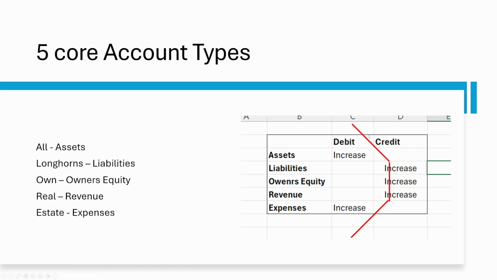Either way, this is an easy little cheat sheet on how each account type increases. As you can see, assets increase with a debit. Liabilities, equity, and revenue all increase with a credit. And expenses also increase with a debit. So you can just visualize this in your head if that helps, and that can help you remember it on the fly.